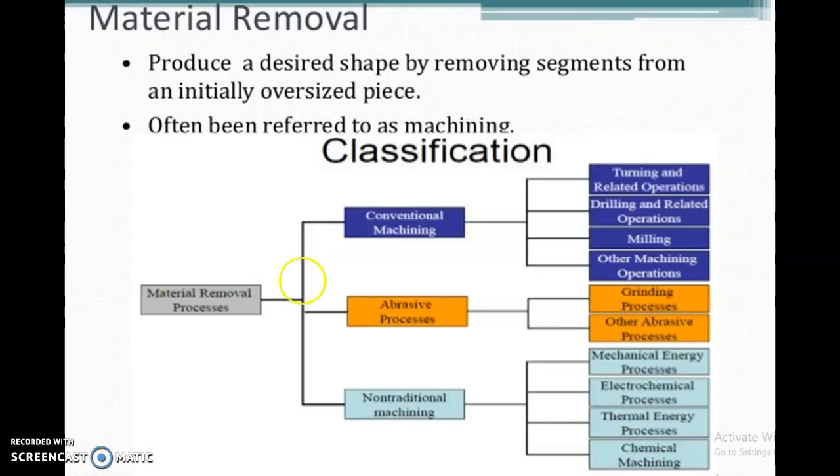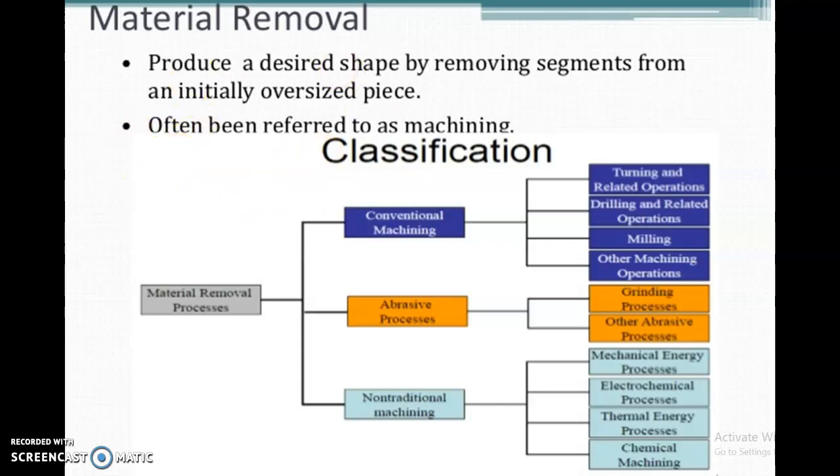Material removal: to produce a desired shape by removing material from an initially oversized piece. So again they are saying the same. We want a required shape, so what we are going to do is remove the excess material from an oversized workpiece.